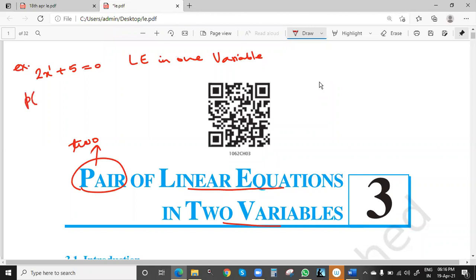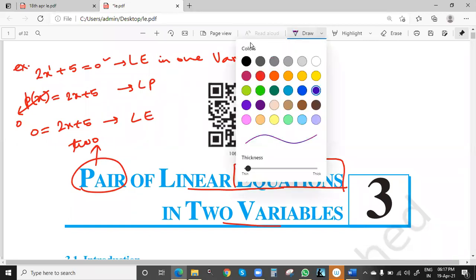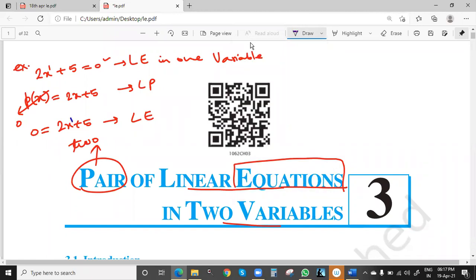When this is a linear polynomial, as we saw in the previous chapter, we write p(x), a polynomial in terms of x, 2x plus 5. When we replace p(x) with 0, so that 0 equals 2x plus 5, we call this a linear equation. So here we have linear equations, not linear polynomials. Basically we just put p(x), the right hand side value, as 0. Second, the degree is 1, the maximum power of x is 1.